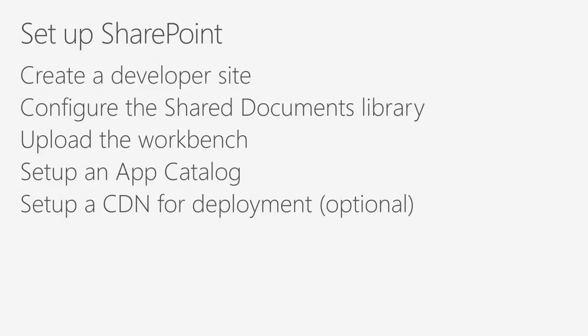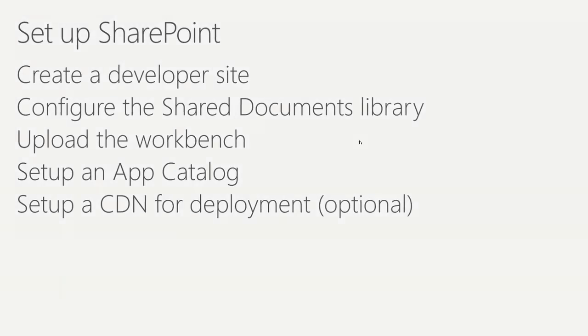And we'll look at, I've already done this. I'm not going to walk through this. You need a developer site in your Office 365 tenant. There's a small bit of configuration to the library that you drop the workbench into. If you want to do real deployments and have it running inside a real page as opposed to just the workbench, you need to have an app catalog and somewhere to deploy that compiled JavaScript to. And we'll take a look at how we connect to SharePoint.